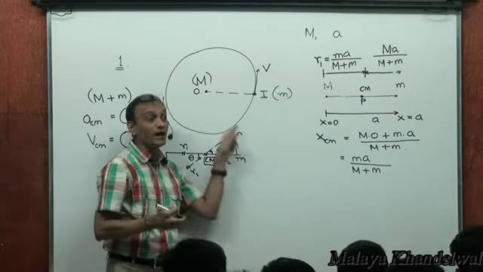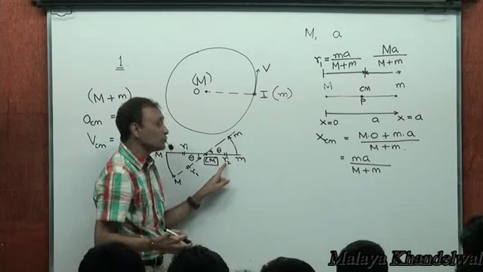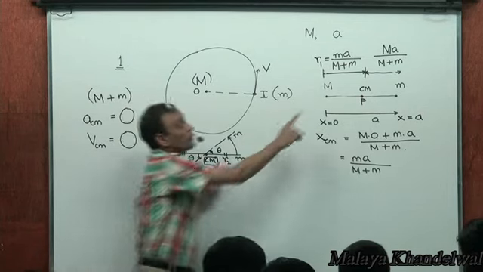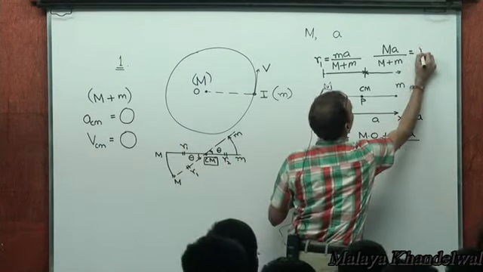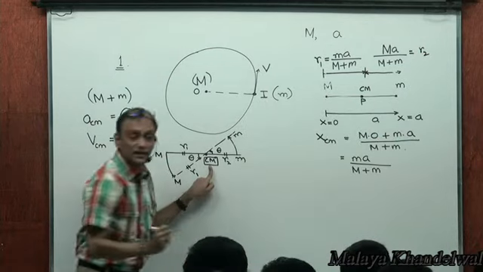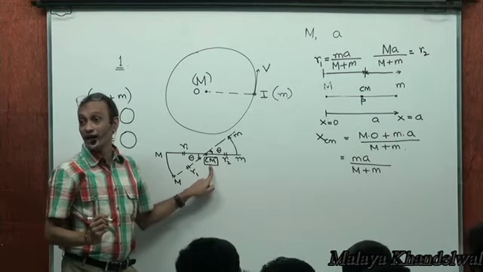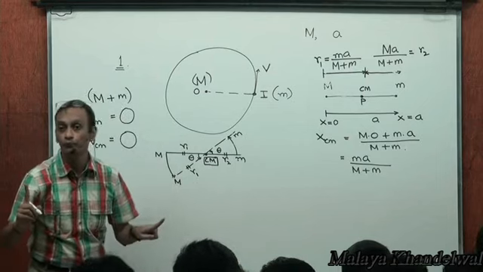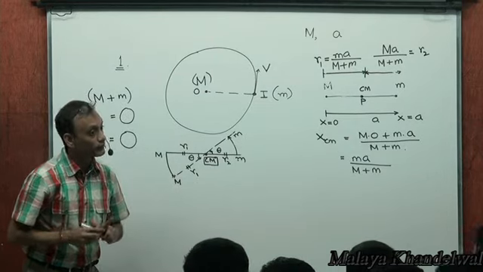What's the trajectory of small m? The trajectory of small m would be a circle of radius R2, where R2 is this, with center at this center of mass. Yes or no? Right?